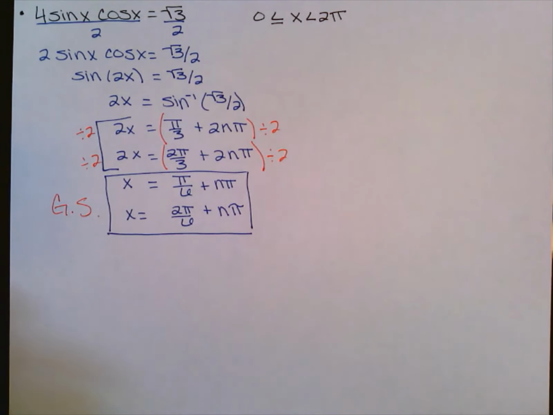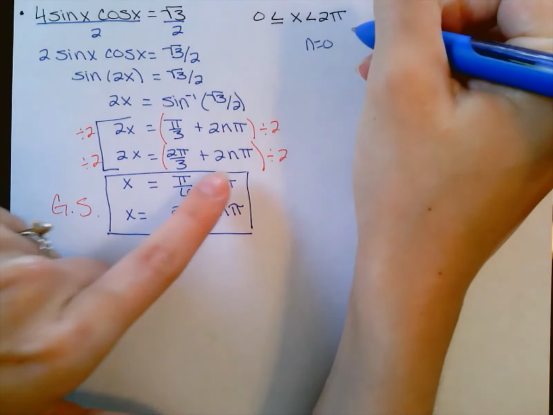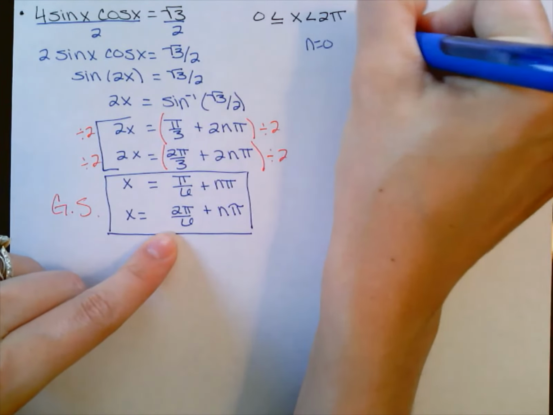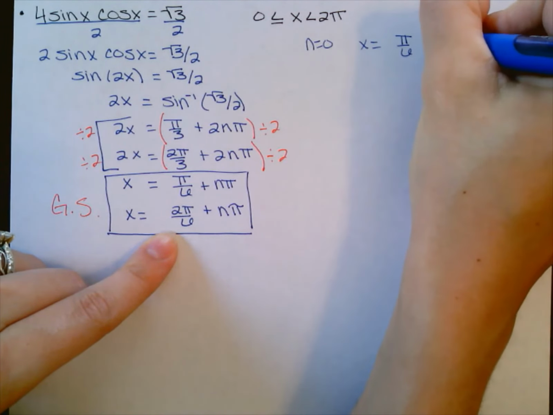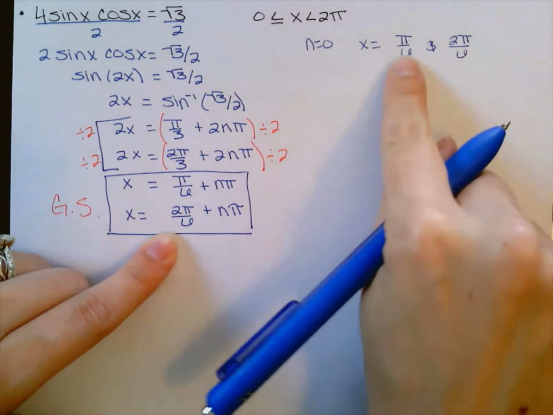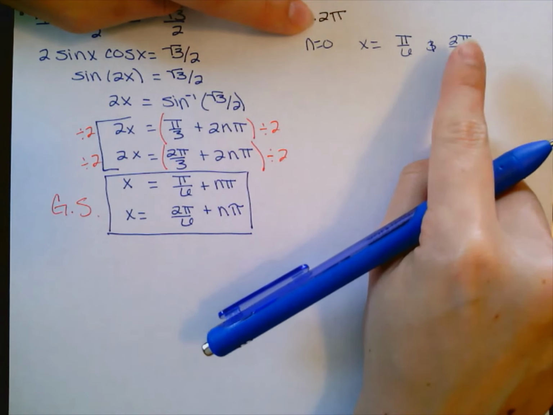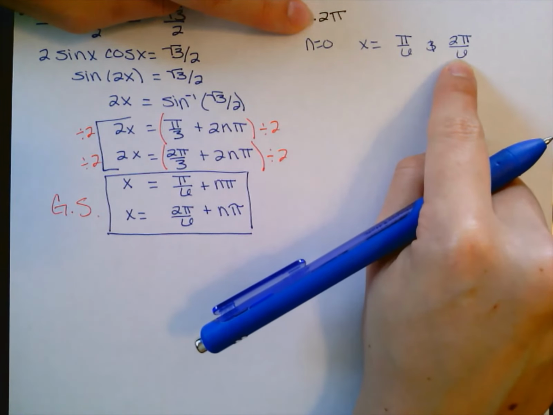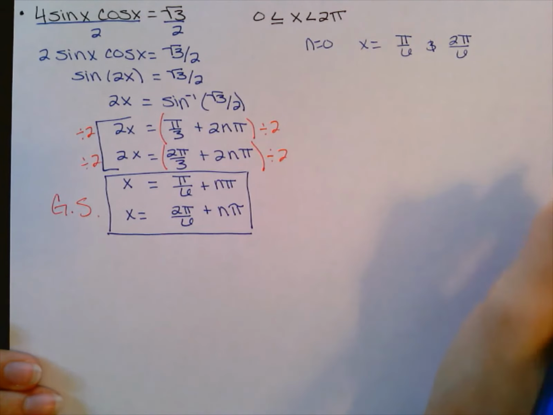I'm going to go on up and start testing my n's. When n is 0, these two cancel out, and x is pi over 6 and 2 pi over 6. If my denominator is 6 and I do not want to pass 2 pi, I want to stop when my numerator is double that denominator. So I want to stop when my numerator reaches 12 or above.